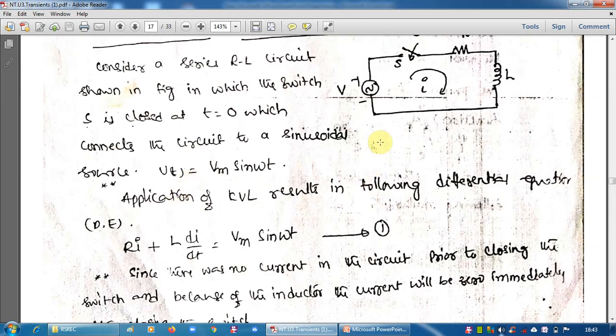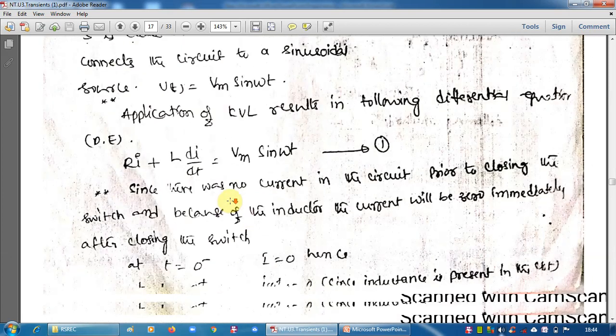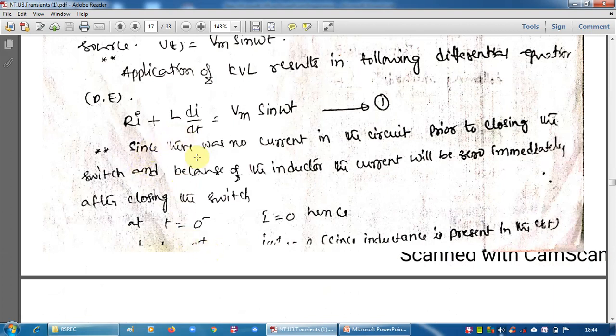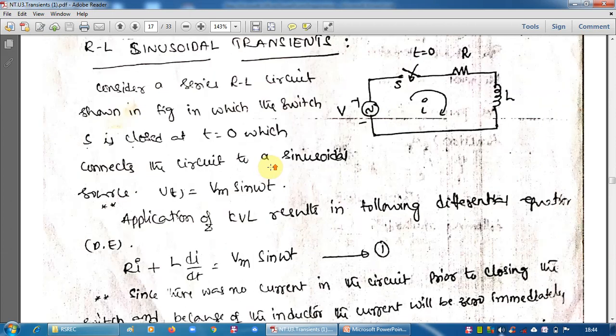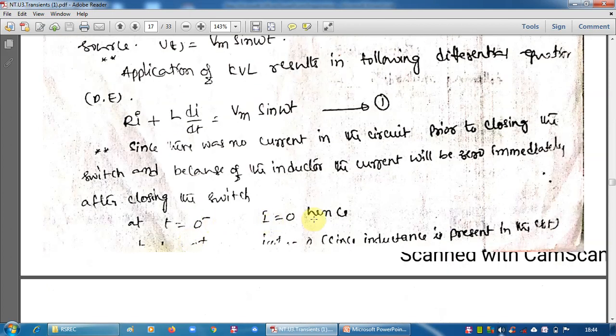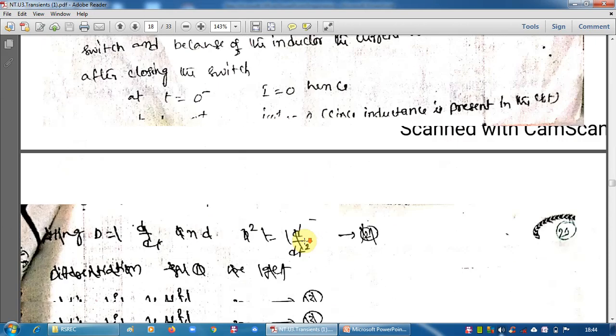As it is a series circuit, application of KVL results in this equation. Previously here it is only V, but here Vm sin omega t. That is the only difference. Initial conditions are also mentioned here. We assumed that the inductor has 0 initial current. At t equal to 0 minus, I is 0. Therefore at t equal to 0 plus also current is 0. That is mentioned here, I of 0 plus equal to 0. That is about the initial condition.